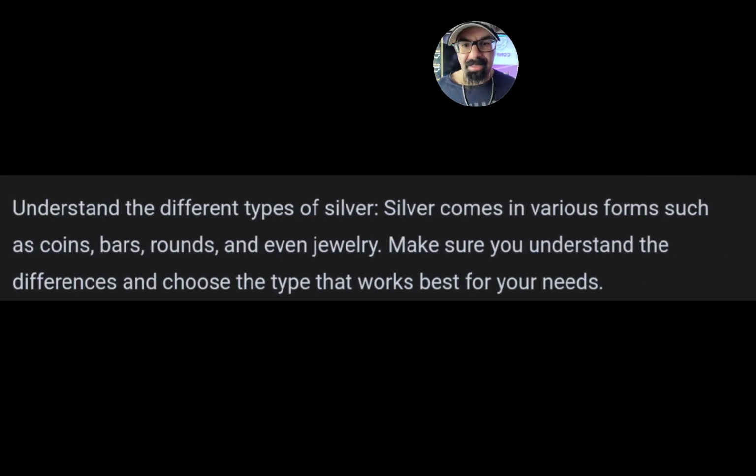So understand the different types of silver. Silver comes in various forms such as coins, bars, rounds, and even jewelry. Make sure you understand the differences and choose the types that work best for your needs. So if you're stacking and you're trying to preserve your wealth, silver and gold rounds and bars. That's it. Nothing else. Rounds and bars. Don't worry about the coin. I mean, you could buy coins, but you're going to pay more of a premium. So I tell you to stick with gold rounds, silver rounds, gold bars, silver bars. Keep it simple.